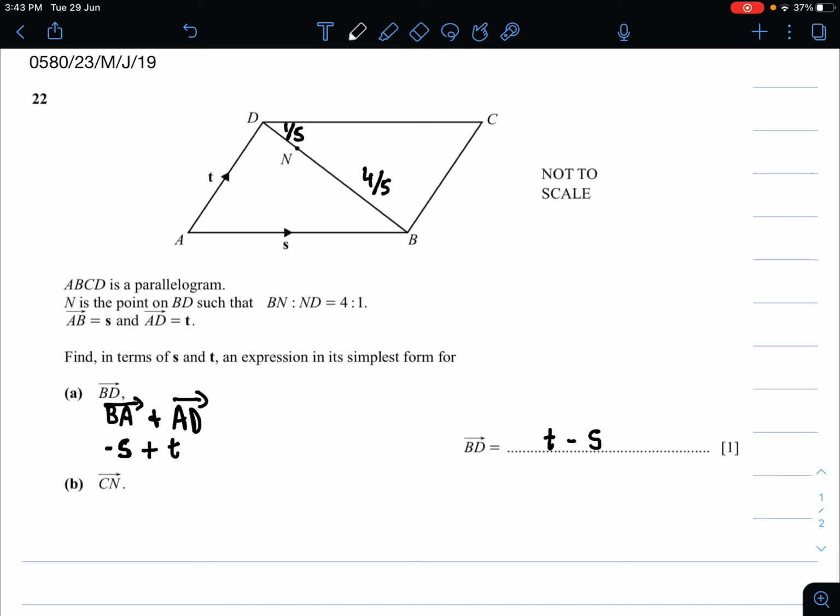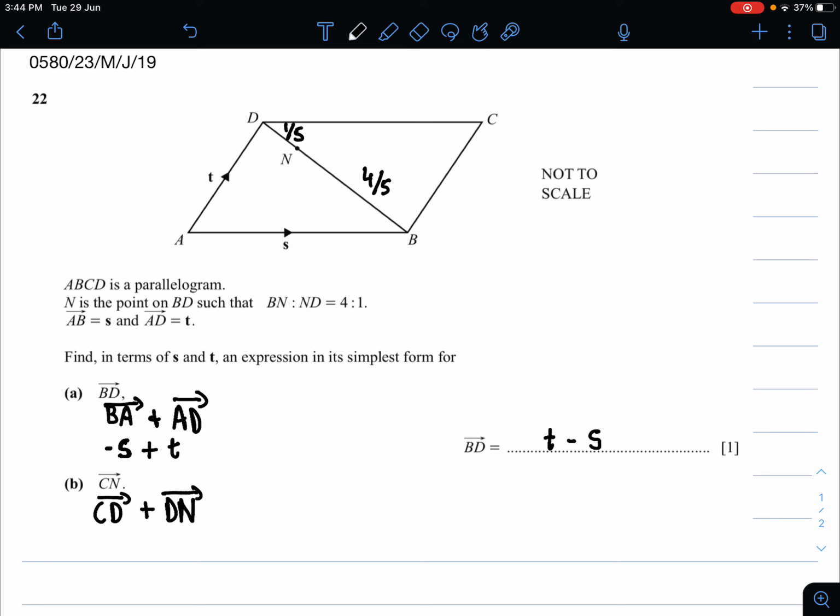Now let's go to part B, the vector CN. So how we can do that is you can work your way from C to D, and then from D to N. So this is not the only way that you can go. You can work through different ways, from C to B to N. As I said, what I'm doing is not the only way to solve this question. As long as you reach the same final answer, you will get the right answer. You will get your marks.